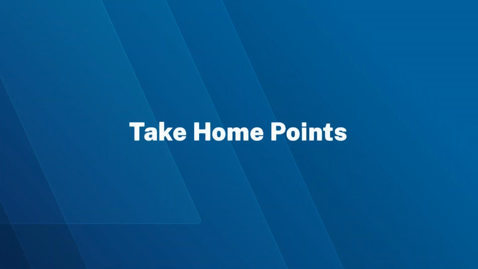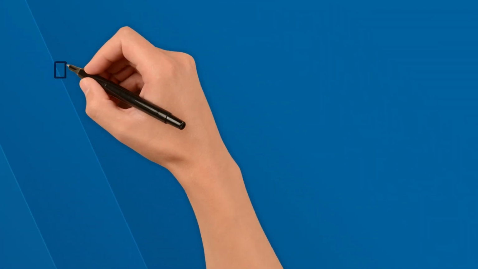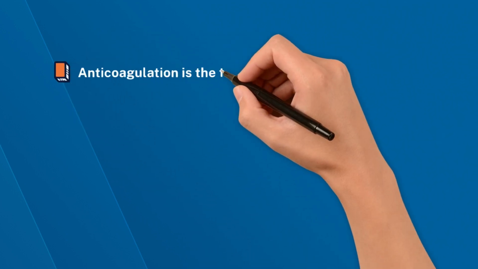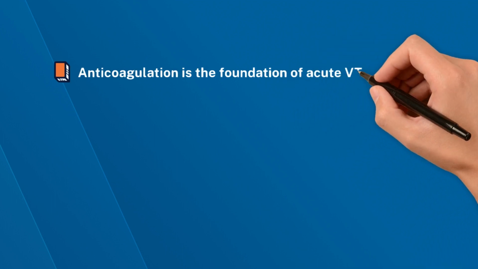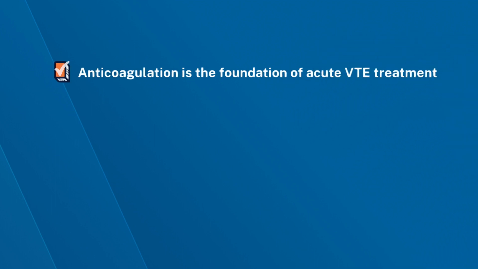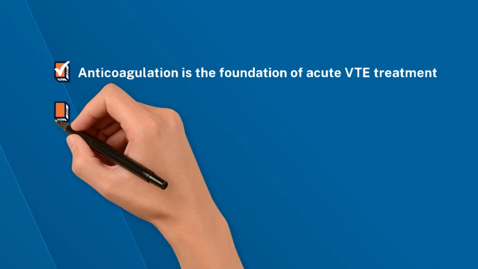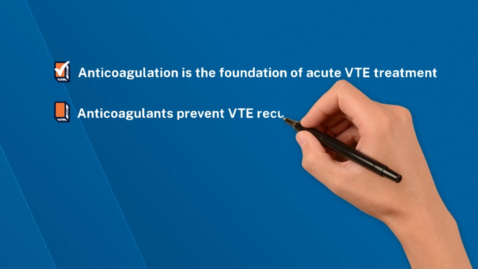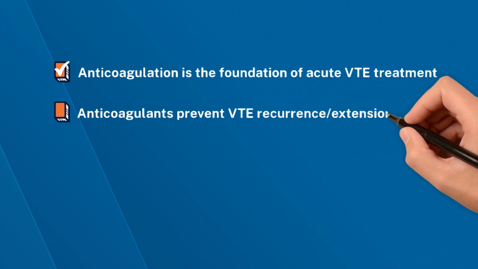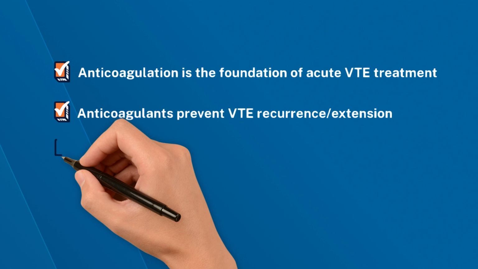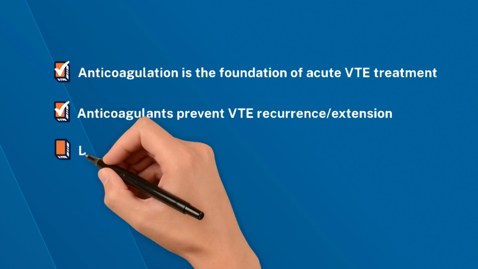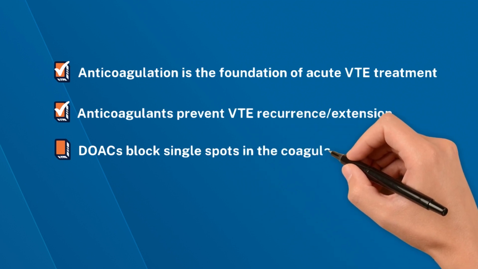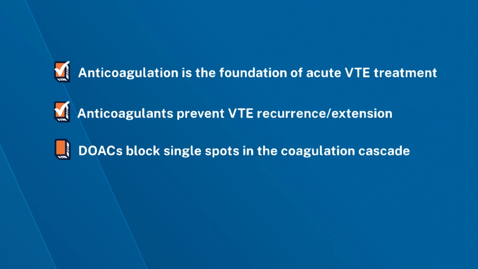So as we stop here and we think about what are our main take-home points as we are treating our patients with acute VTE, remember, anticoagulation is the foundation of all acute VTE treatment. And that's because anticoagulants prevent VTE recurrence and extension. Now, our direct oral anticoagulants, or DOACs, they are direct because they block a single spot on the coagulation cascade, usually that factor 10A, which is so important.